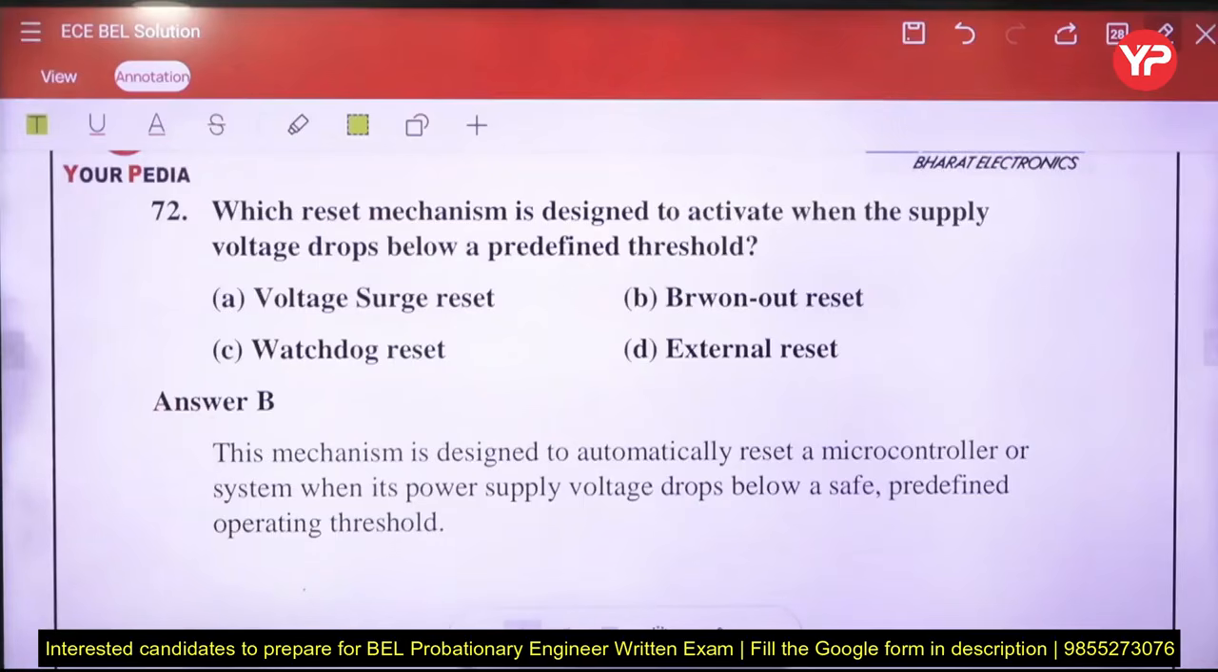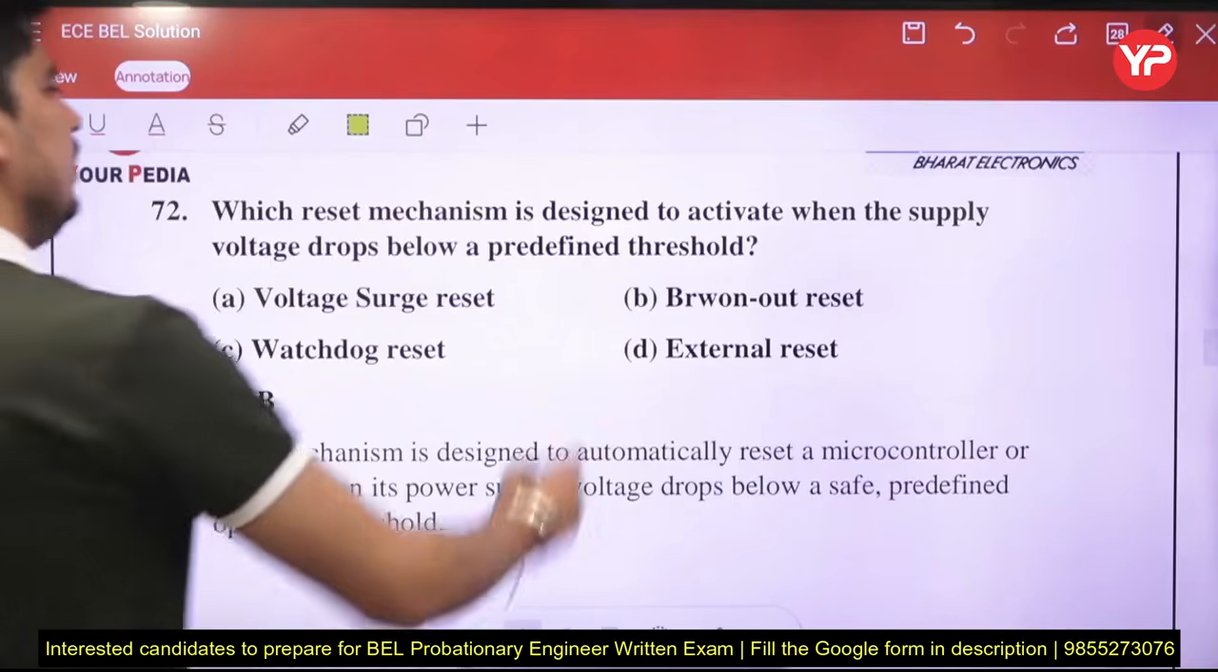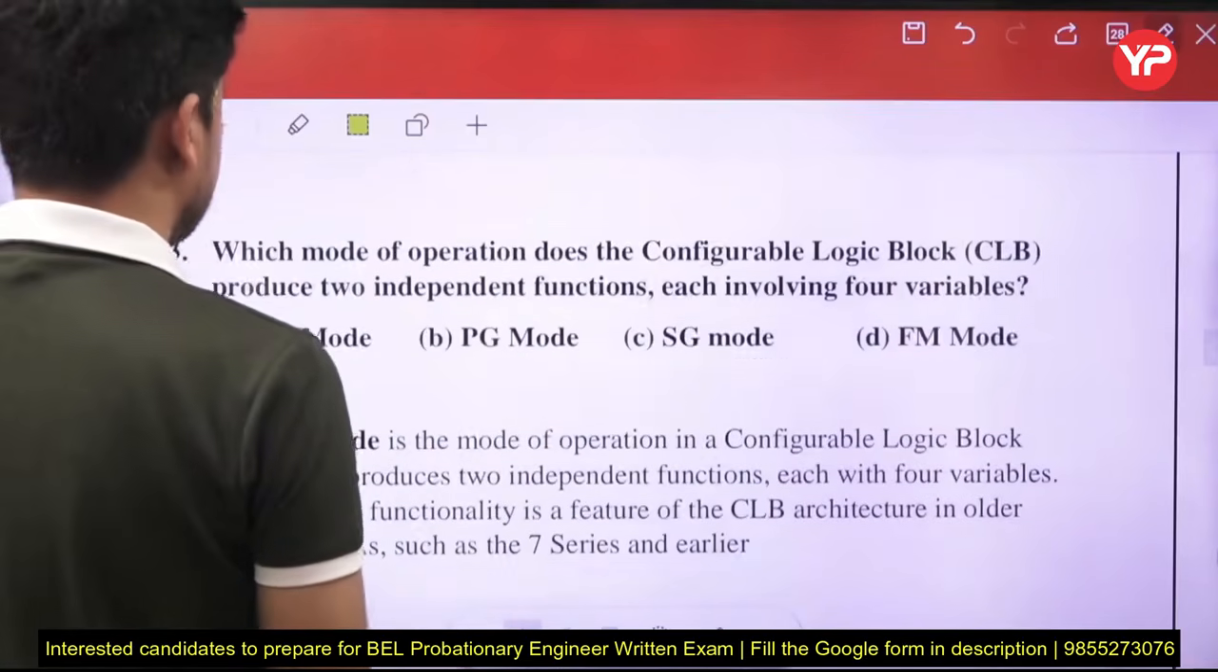Okay, which reset mechanism is designed to activate when the supply voltage drops below a predefined threshold voltage? That is called brownout reset, right? That is called brownout reset.